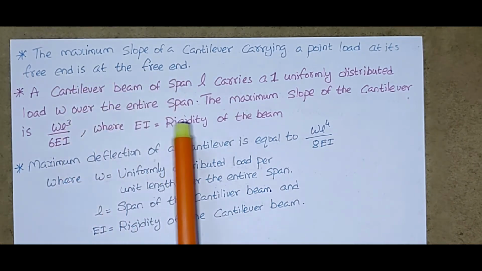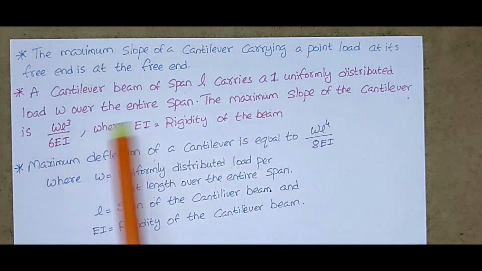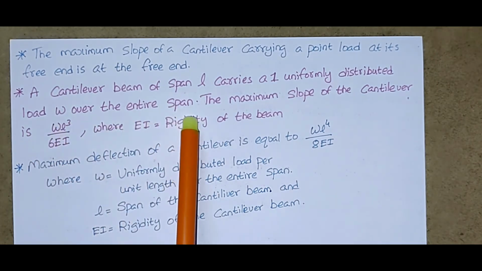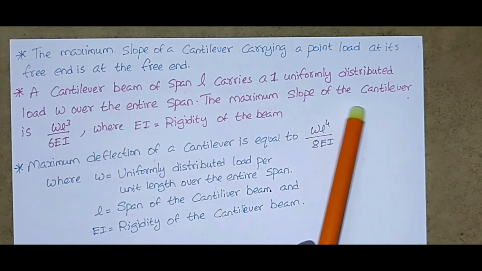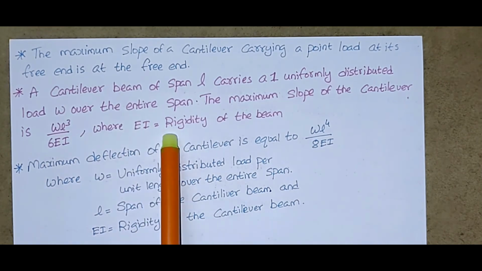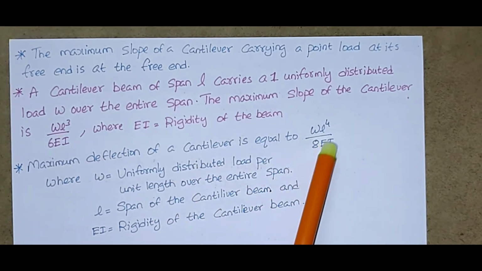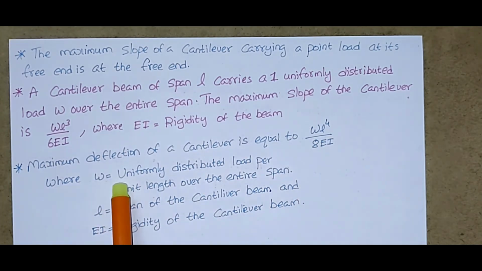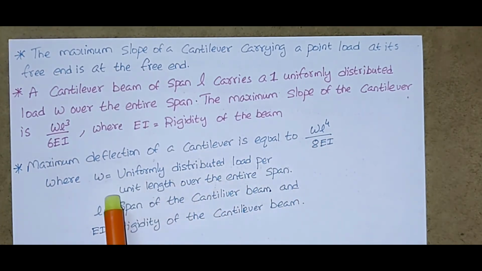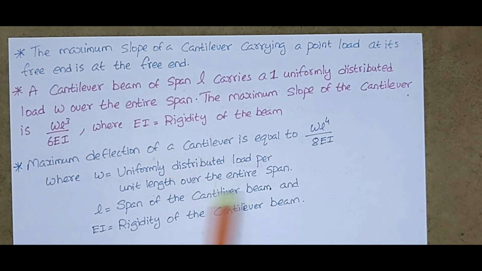A cantilever beam of span L carries a uniformly distributed load W over the entire span. The maximum slope of the cantilever is WL cube by 6 EI, where EI is the rigidity of the beam. Maximum deflection of a cantilever is equal to WL to the power 4 by 8 EI, where W is the uniformly distributed load per unit length over the entire span, L is the span of the cantilever beam and EI is the rigidity of the cantilever beam.